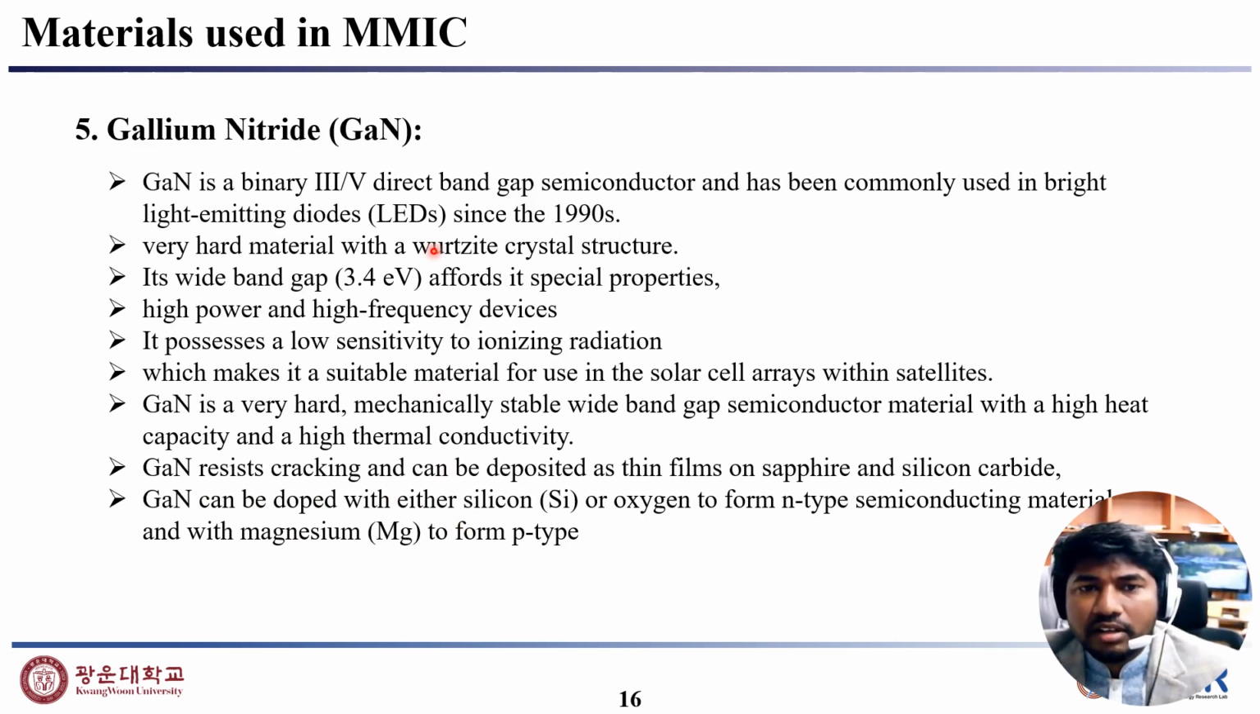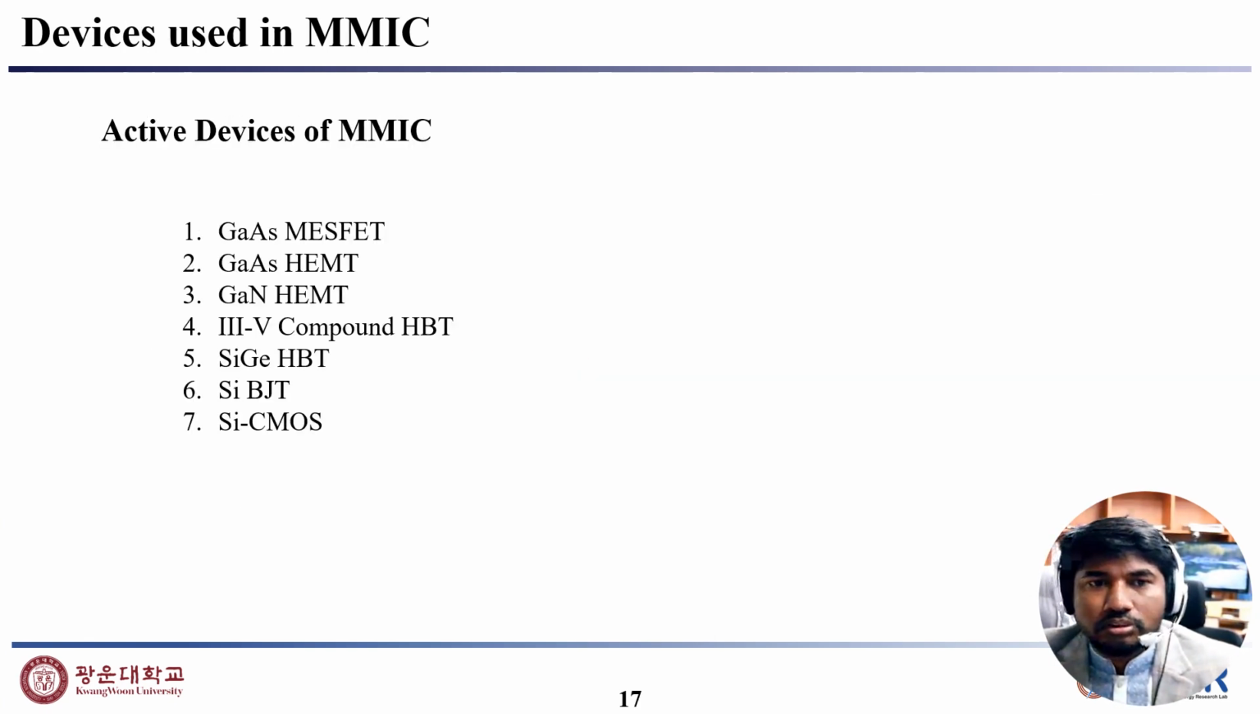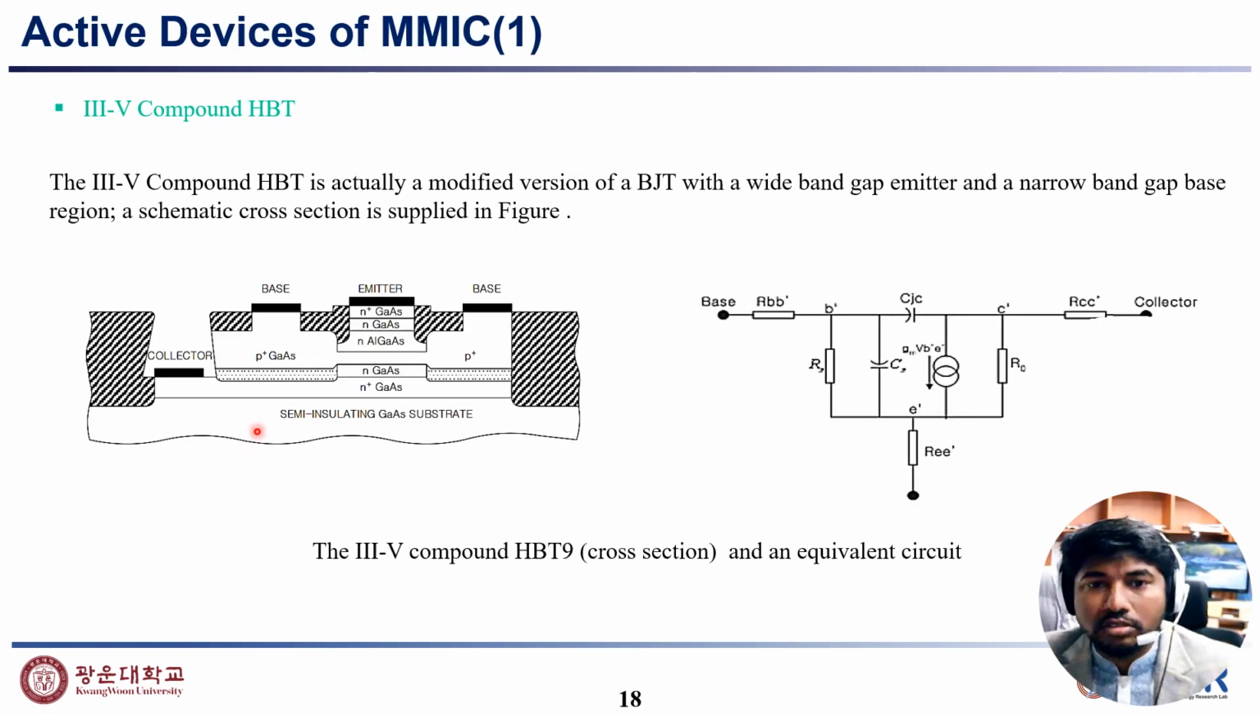And gallium nitride also has some advantages, and that is shown here. I will skip these. And devices used in MMIC. Active devices: gallium arsenide MESFET, gallium arsenide HEMT, gallium nitride HEMT, 3 to 5 compound HBT, silicon germanium HBT, silicon bipolar junction transistor, silicon CMOS.